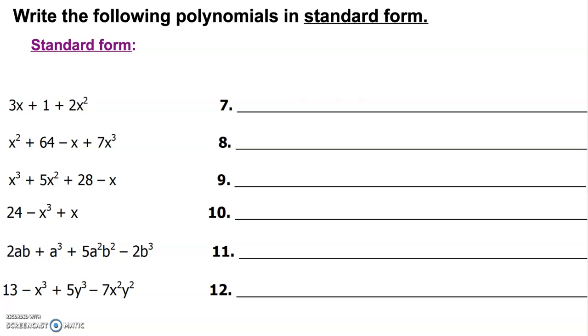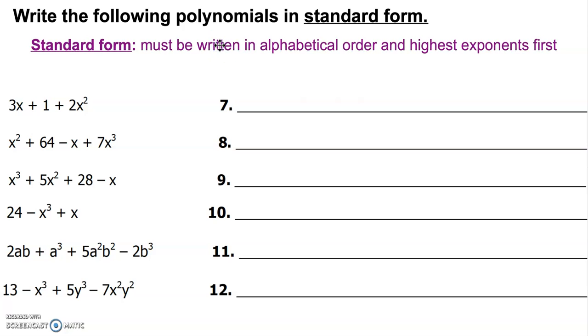Next, we're going to talk about standard form. Standard form is when we write polynomials using alphabetical order for the terms and the highest exponent first. So right now we have these 3 terms, 3x, 1, and 2x squared. We want to be able to write this polynomial in standard form. So alphabetical order means we use the letters for the variables and put them in order. There's really only one type of variable in this polynomial, so we don't really have to worry about alphabetical order here. So we go to the highest exponent.